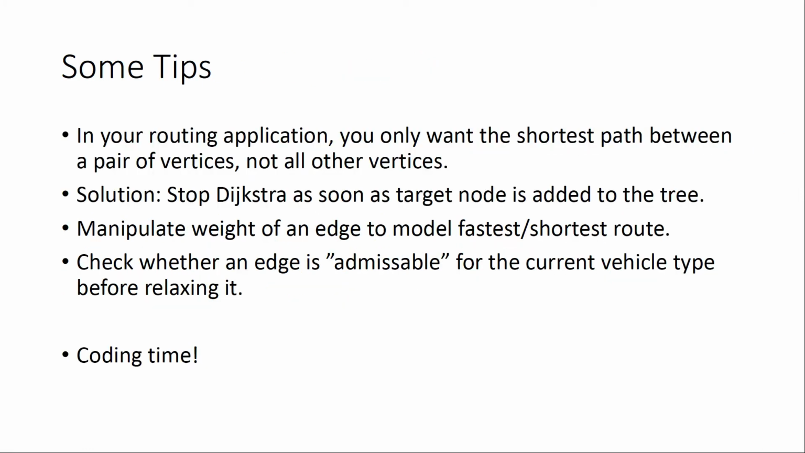Okay, so some more tips. That is what was asked. In your routing application, you're only interested in the shortest path between a pair of vertices, not all the vertices, and you stop Dijkstra as soon as the target node is added. And then this manipulation of weight: check whether an edge is admissible for the current vehicle type before relaxing it. That's what I just said. Okay.